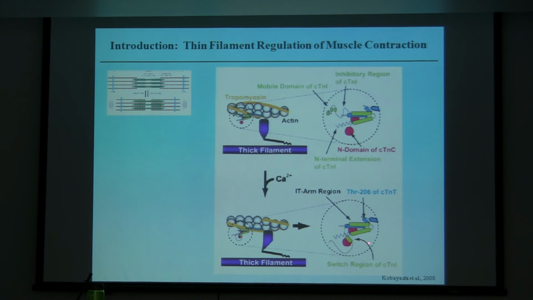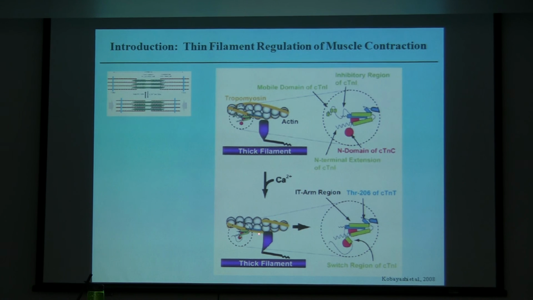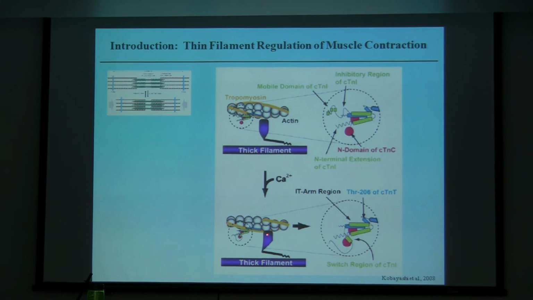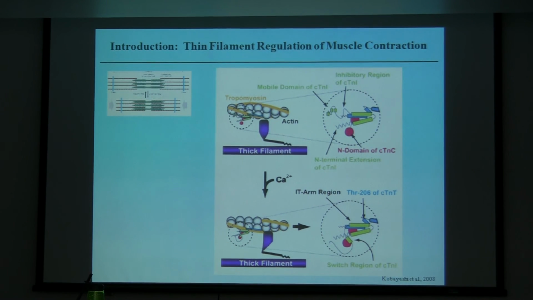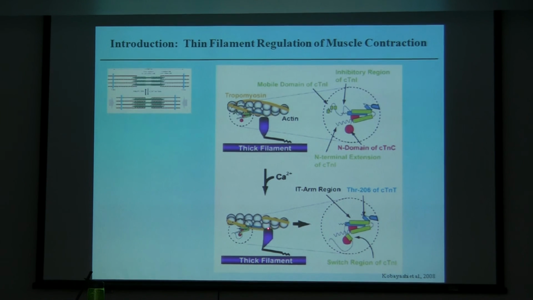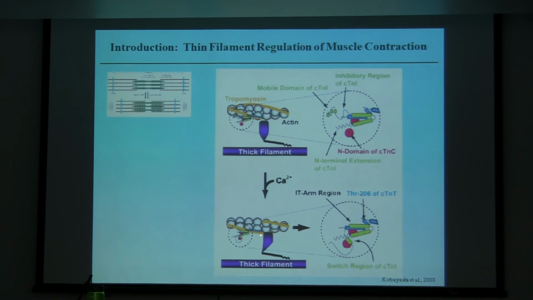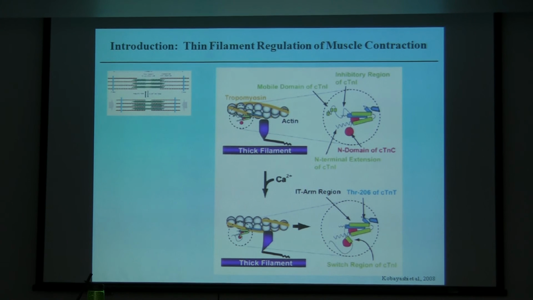In addition, the overall structural rearrangements of the troponin complex lead to the movement of tropomyosin along the actin thin filament, exposing the myosin binding sites. So the interaction of myosin with actin results in the splitting of ATP and subsequent force generation.